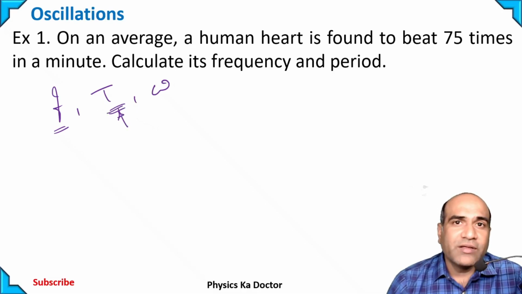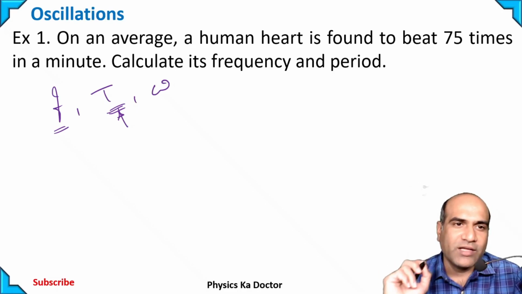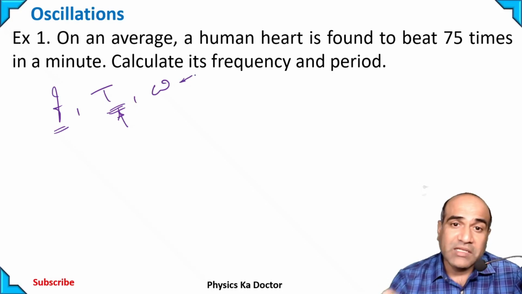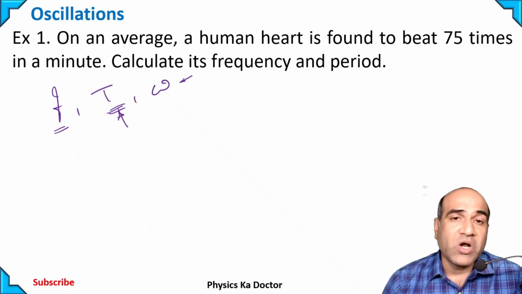Time period: time required per occurrence, the time required for one movement, one repetition. Omega is angular frequency. Relation between linear and rotary movement.